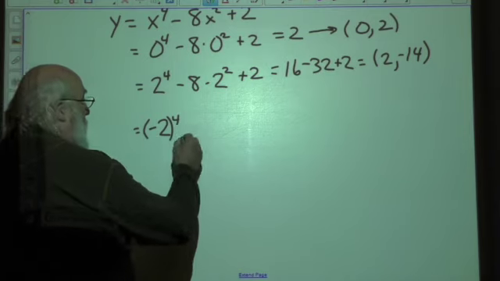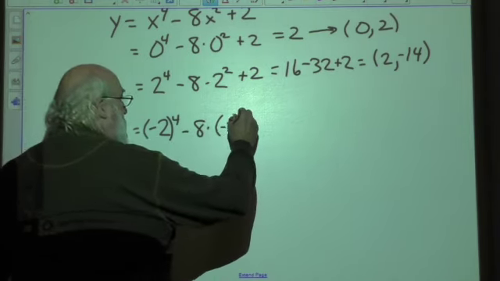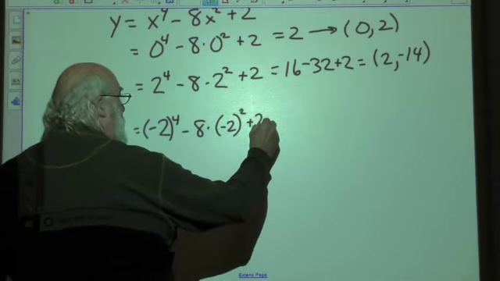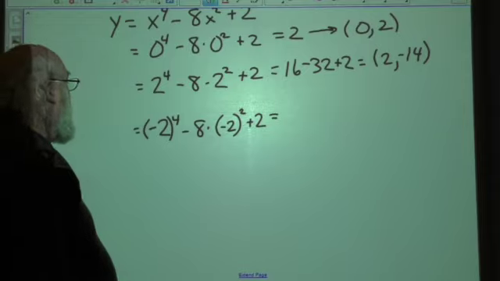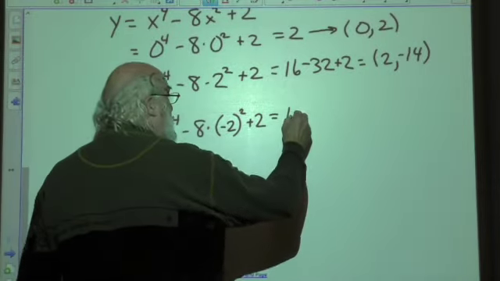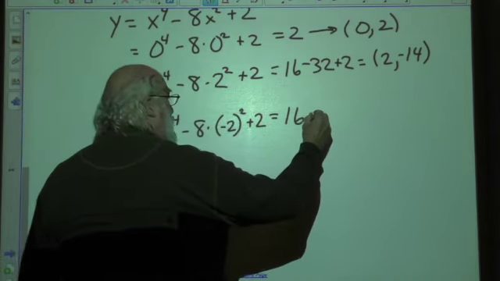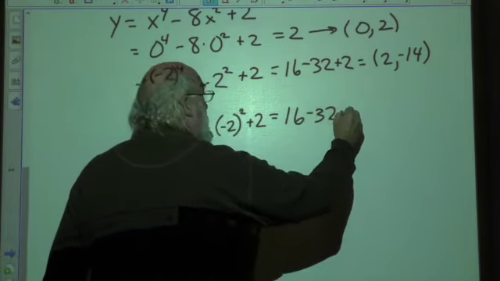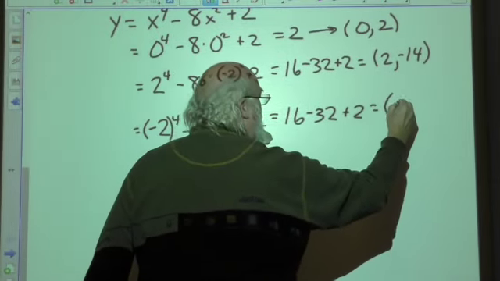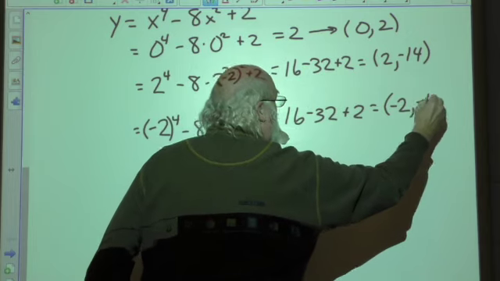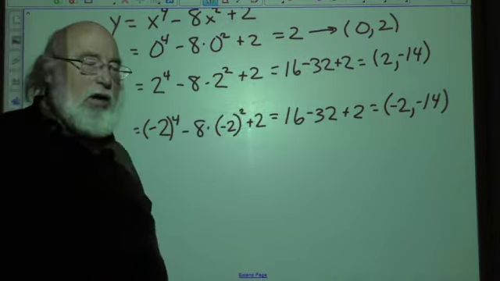So negative 2 to the 4th, minus 8 times quantity negative 2, whole quantity squared, plus 2, equals. So we get 16 for this. This is positive 4, negative 8 times positive 4 is negative 32. And plus 2 again is exactly the same thing as what we have here, only the x is different. So that gives us a third inflection point of (negative 2, negative 14).